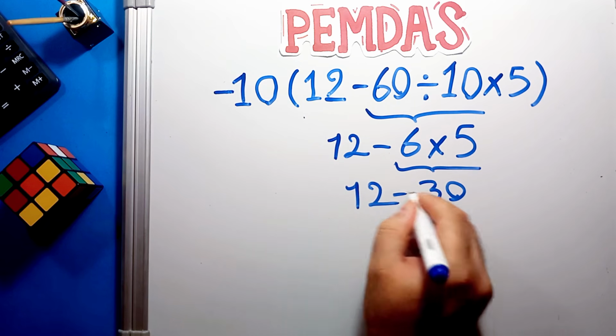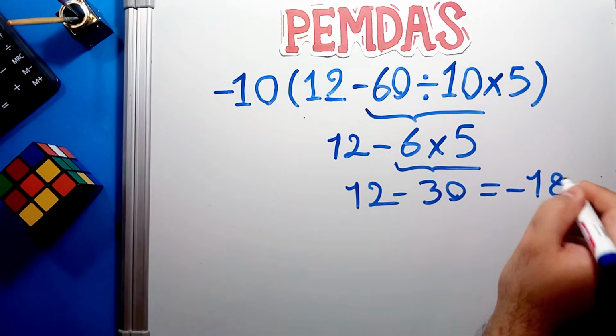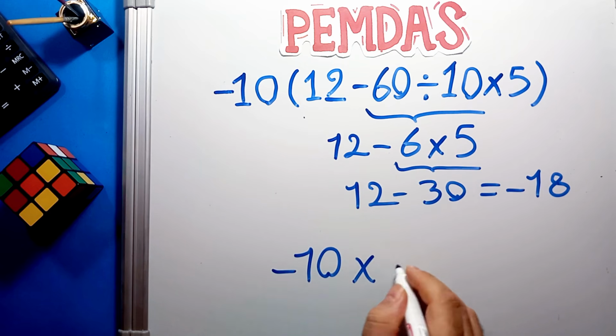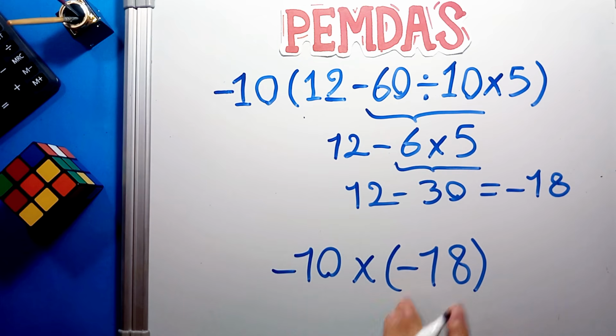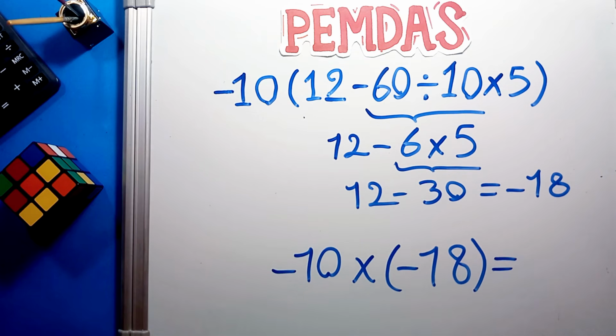Now we have 12 minus 30 equals negative 18. So the full expression becomes negative 10 times negative 18. A negative times a negative gives a positive. So the final answer is 180.